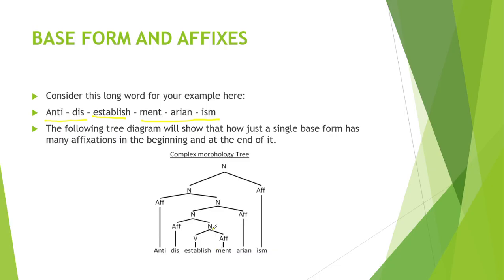Now establishment makes a noun, and disestablishment also makes a noun. It becomes a complex word, disestablishment. Then when we add arian, disestablishmentarian also forms another complex word, and it is also a noun. Now I am going to add anti to it. Antidisestablishmentarian is also a complete noun, and then I add ism to it, and this also forms a complete complex noun. So this is a complex morphological tree.